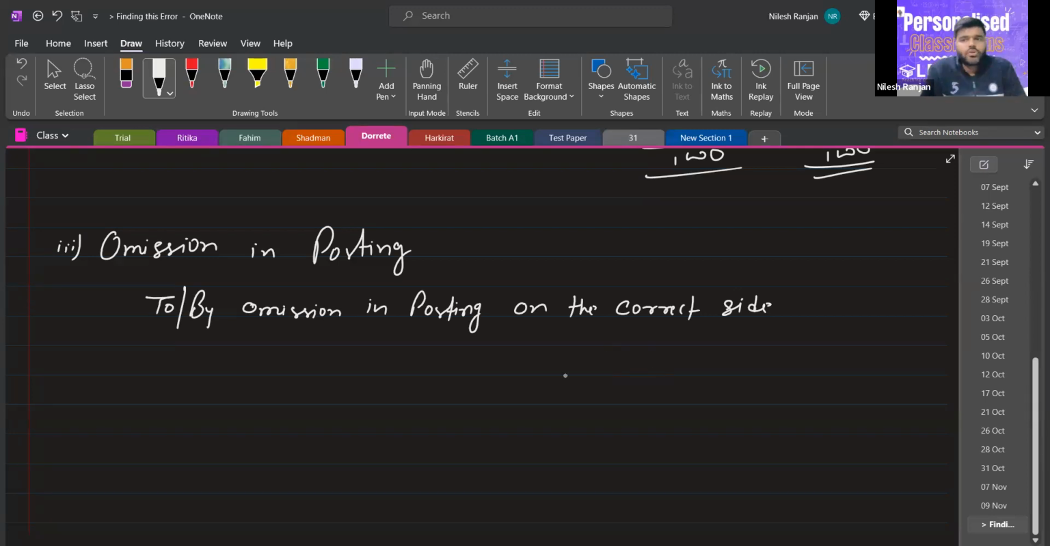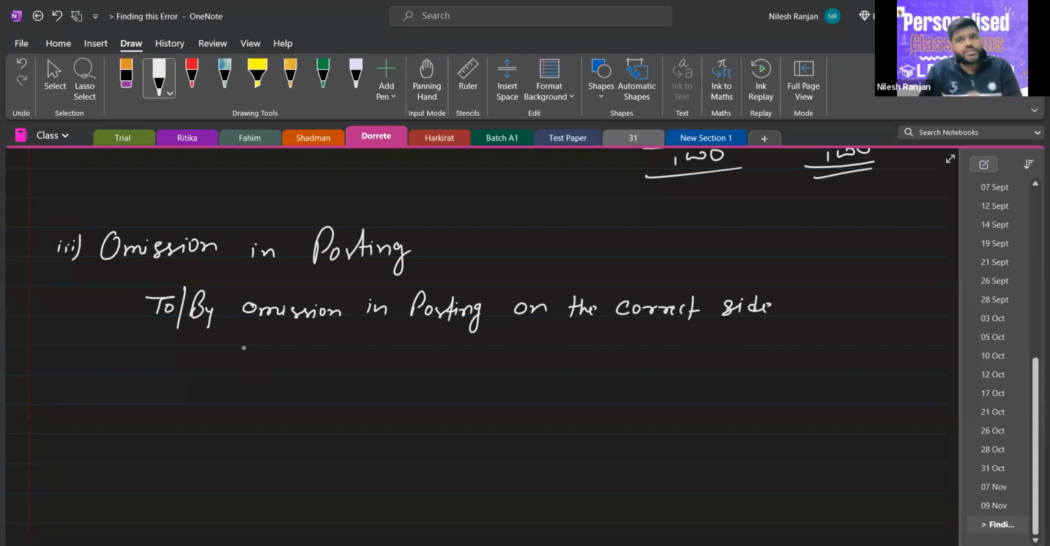So these are all the types of one-sided error. Now, what is the correct side? Let me take a question from the book so that you will understand. It is written here that rupees 250 written off as depreciation on machinery is not debited to the depreciation account.